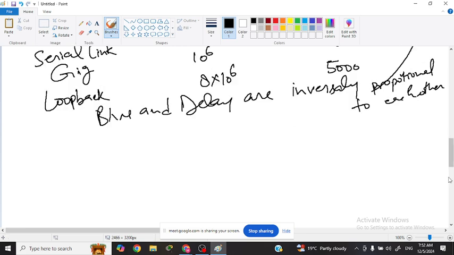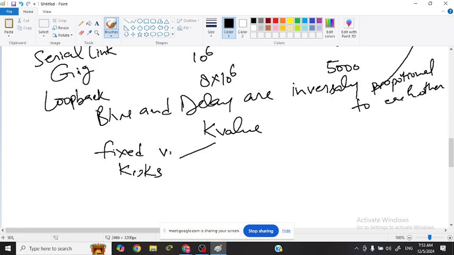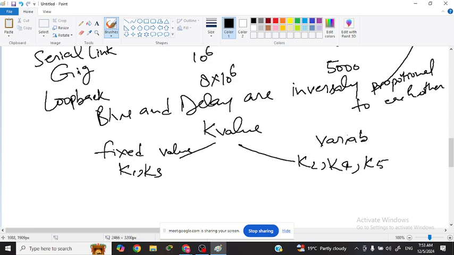So bandwidth and delay are inversely proportional to each other. It means if you increase the bandwidth, delay will decrease. So in K values, some values are fixed, like K1 and K3 are fixed values. But K2, K4, K5, they are variable. They can vary.